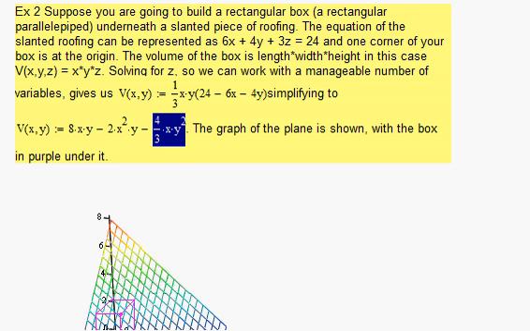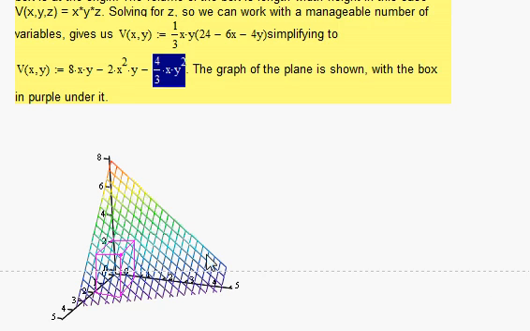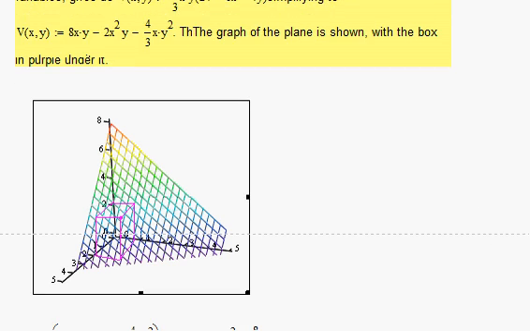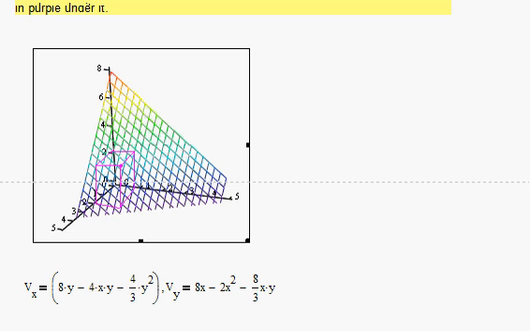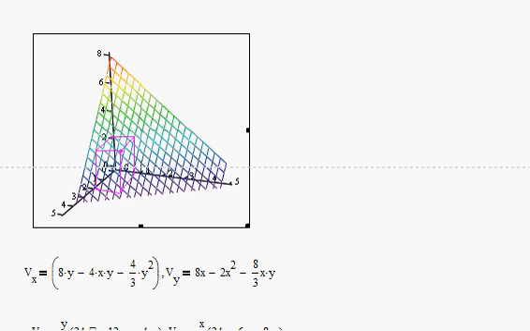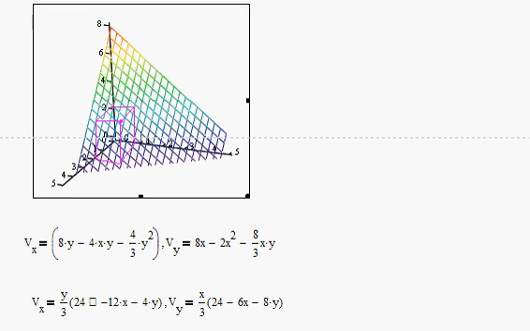The graph of the plane is shown here with the purple box under it. I think you can see that clearly. That might not be the best purple box, by the way. It might be a little bit bigger in the y direction than the x, but I just thought I'd give you a picture of what we're talking about here.